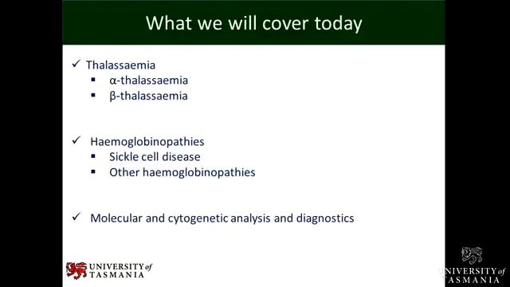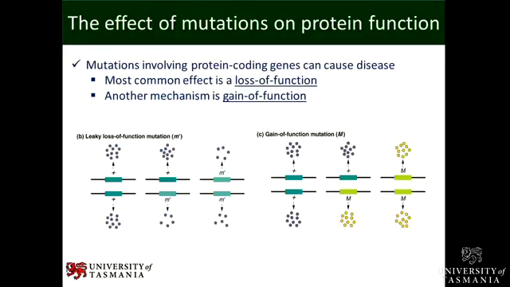So today we're going to discuss the thalassemias, alpha and beta, and the hemoglobinopathies, sickle cell disease and some others, and the molecular and cytogenetic analysis and diagnostics of those particular diseases. So the first thing I want to talk to you about is this whole concept of loss of function and gain of function. And this is what occurs in these diseases that Jane's been talking about. We either have a loss of function or we have a gain of function. And the most common effect is loss of function.